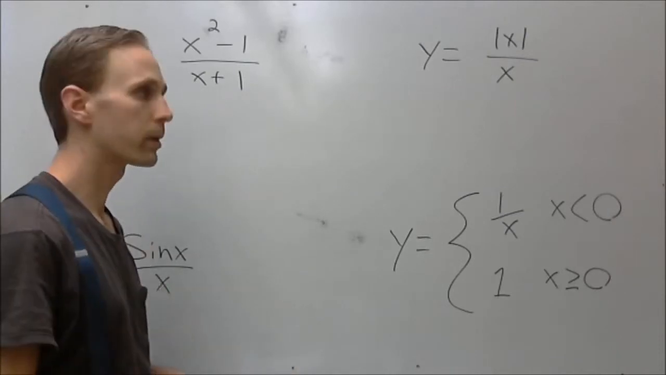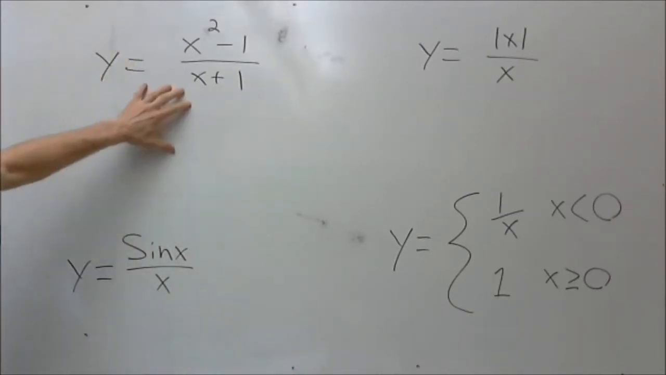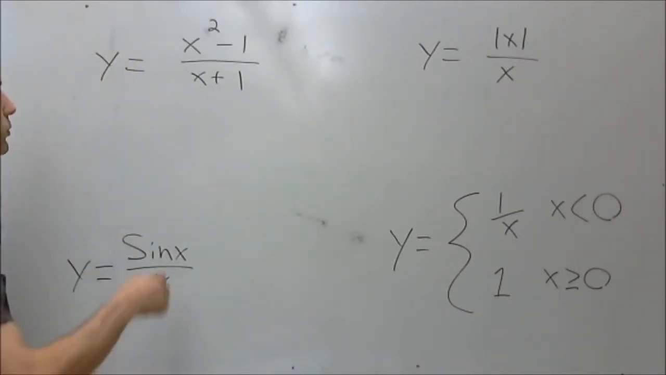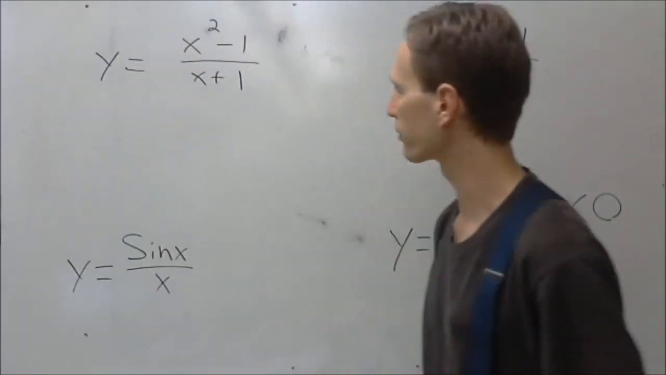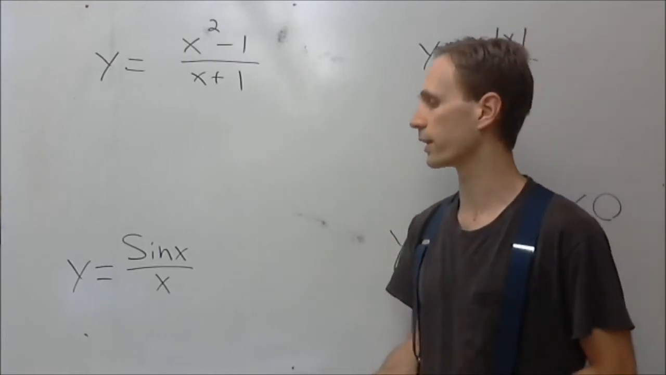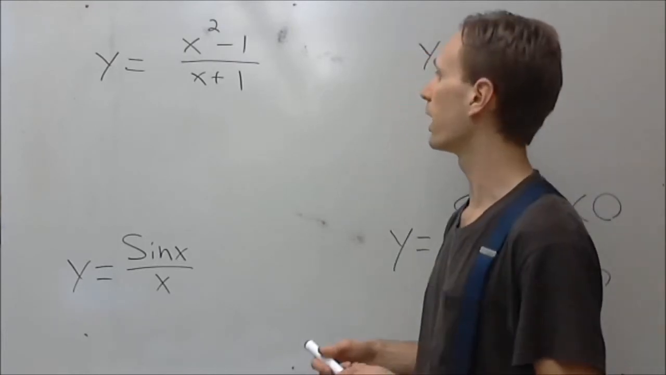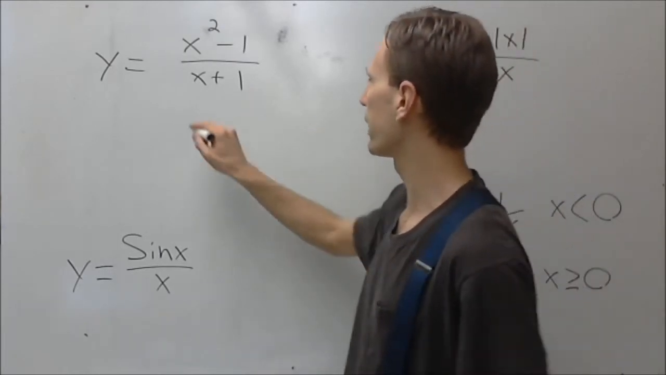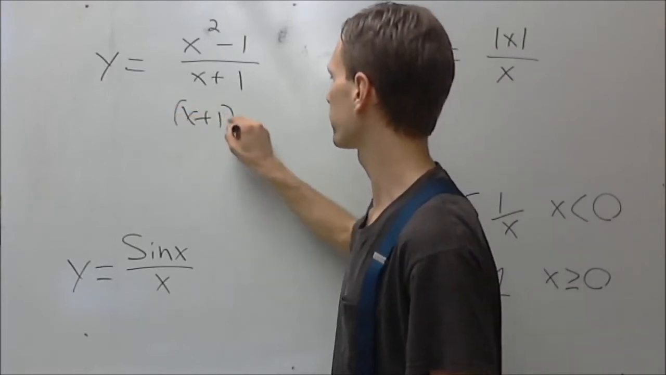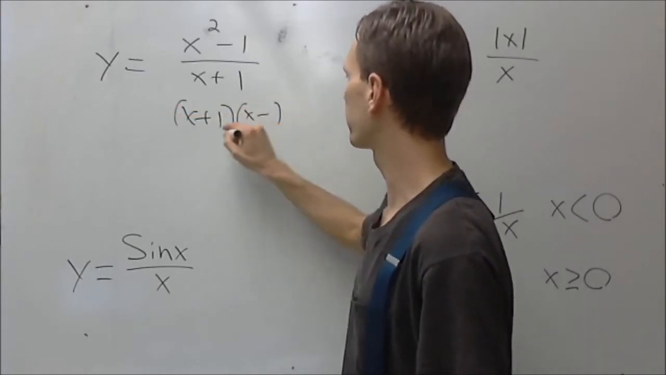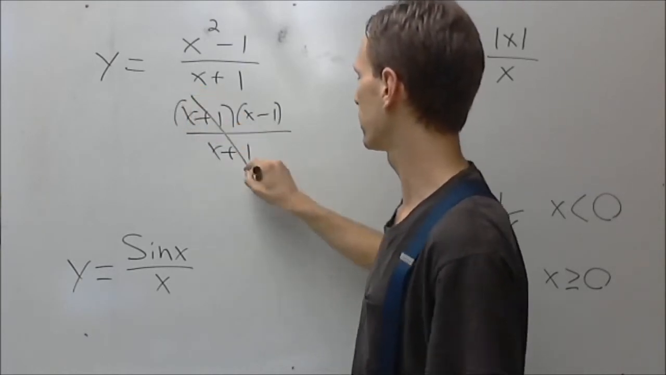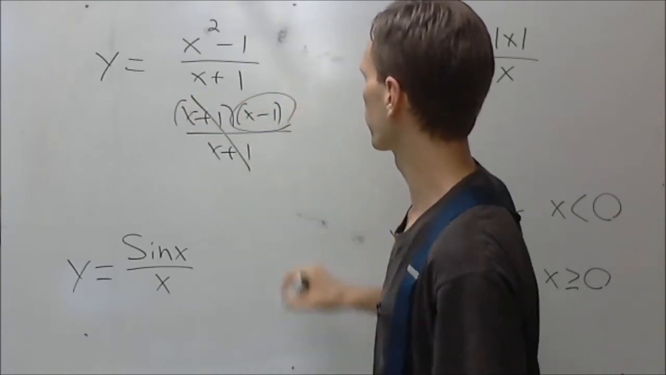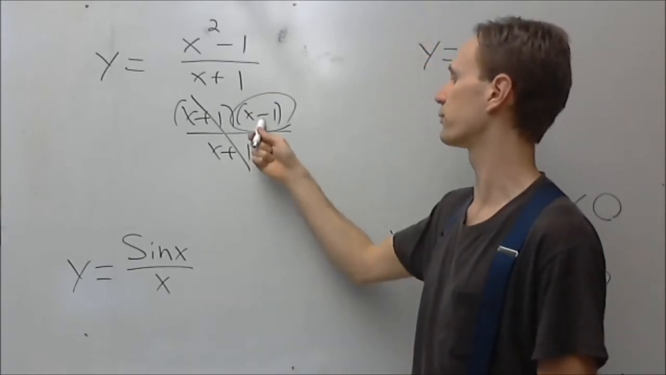Well, two examples come to mind. One of them is this one, right? This has a discontinuity at the value x equals -1. You can't plug in -1, you get division by 0. However, when you factor the top, you get x plus 1, x minus 1, and the common factor divides out, of course, and what you're left with is a hole in this function.